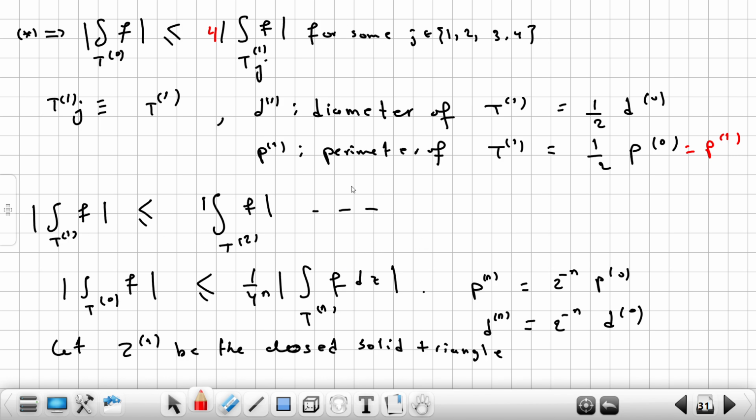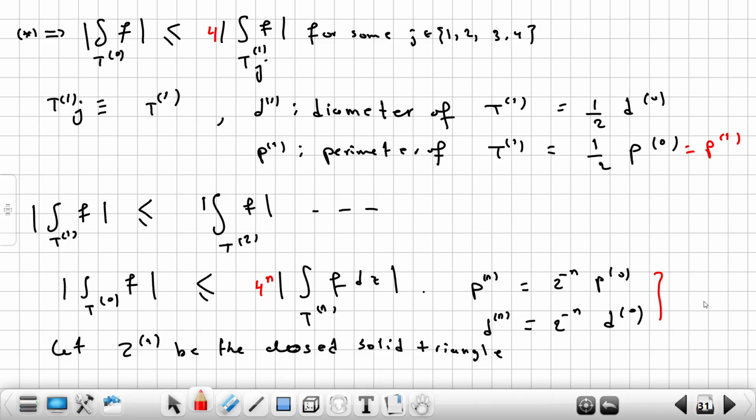So continuing in this manner, bisect t1, and continue bisecting. At the nth bisection, you find that the modulus of the integral of f over t0 is less than or equal to 4 power n times the modulus of the integral over tn of f dz. And if pn denotes the parameter of tn and dn denotes the diameter of tn, then pn and dn satisfy the following two relations.